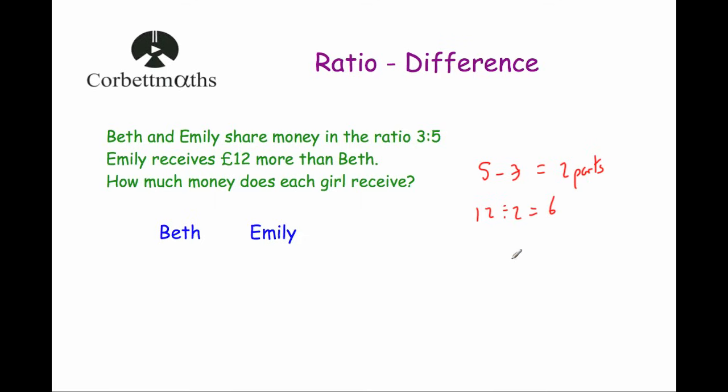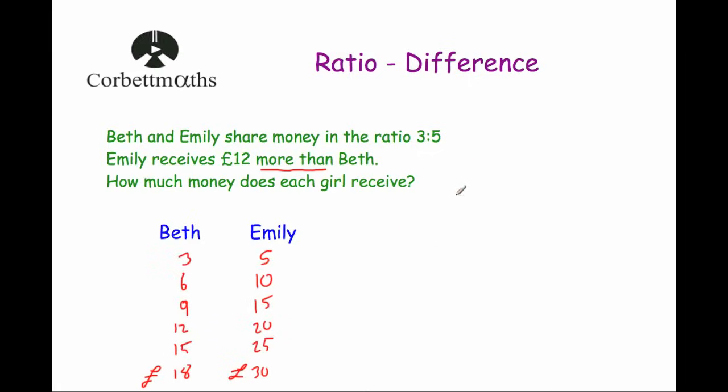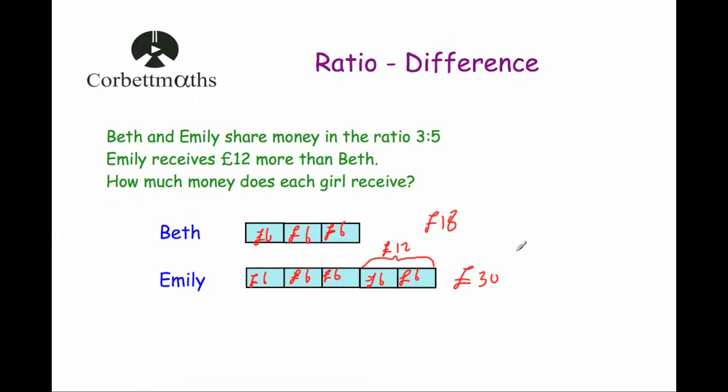So we know the £6 in one part, and now we just times both of the numbers in the ratio by 6. 6 times 3 is equal to £18. And 5 times 6, well, 6 times 5 is equal to £30. And that's it.